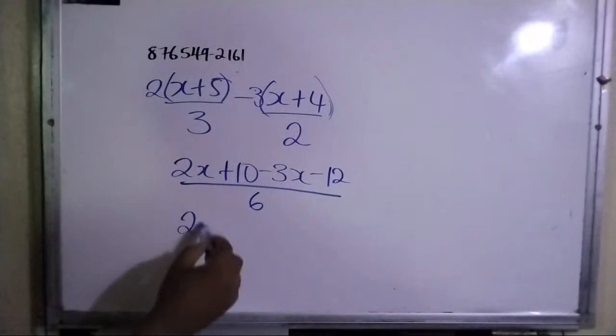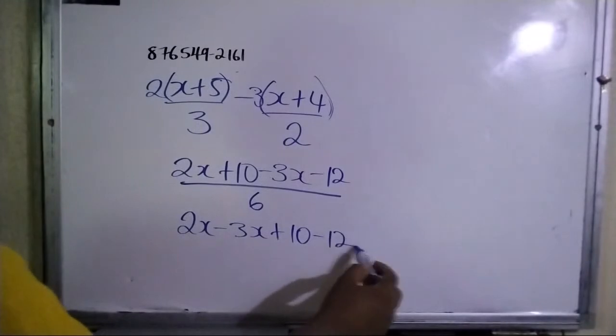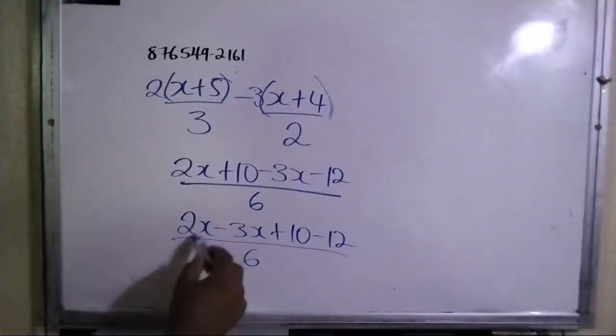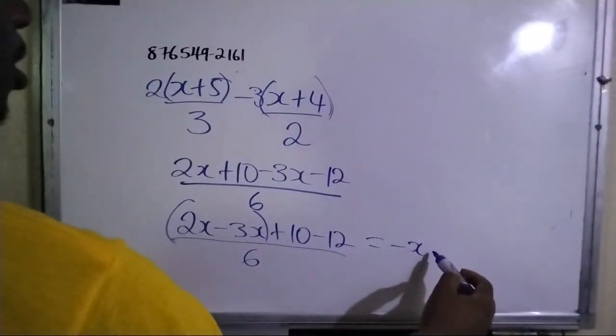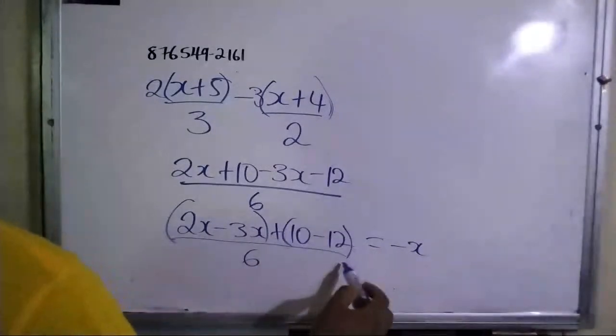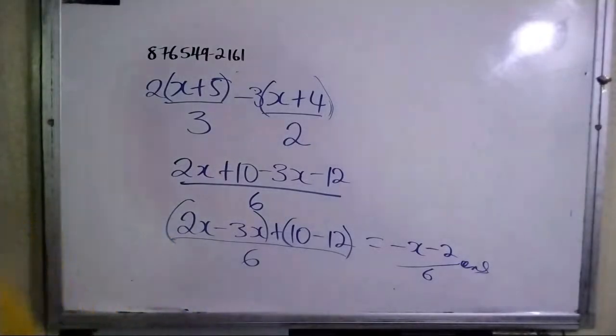We group the like terms, so it's 2x minus 3x. Notice I don't change the sign because it's an expression all over 6. And then we can simplify once we group them. So that would be -x. 10 minus 12 works out to -2 over 6. And that would be our answer. So guys, you must get maximum marks on these. Remember, the 12 is bigger than the 10. So we have to maximize these marks, guys.